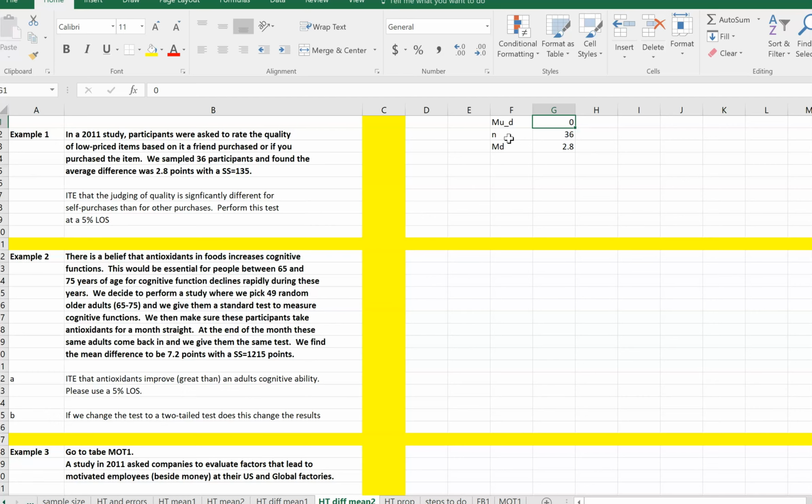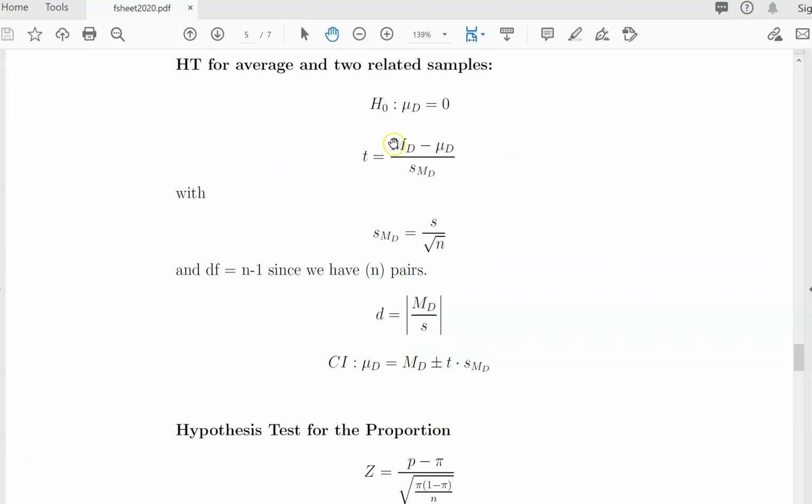So the question is, is 2.8 that far from 0? Well, I don't know. What I need to do this correctly, to get the test statistic, because that's going to measure it, is I need to know S sub MD, the standard error of the mean difference. The standard error of the mean difference. That's what I need.